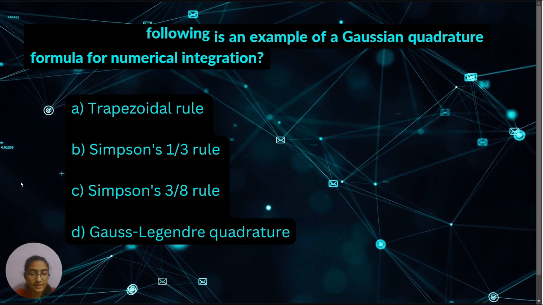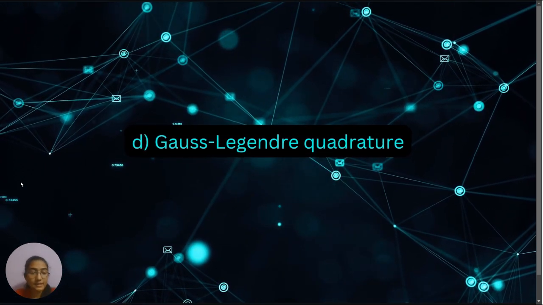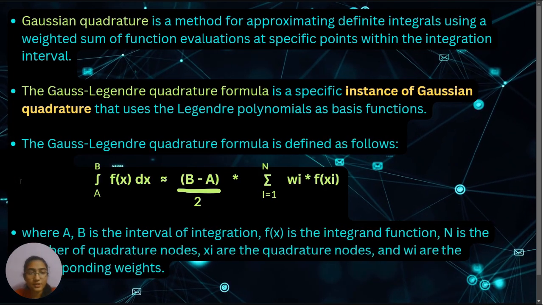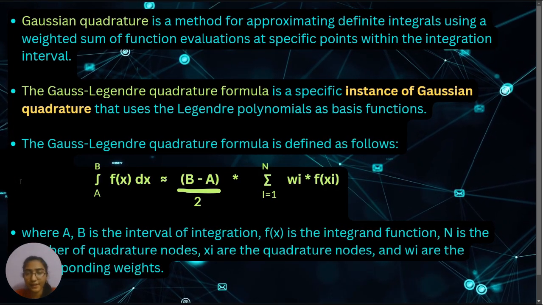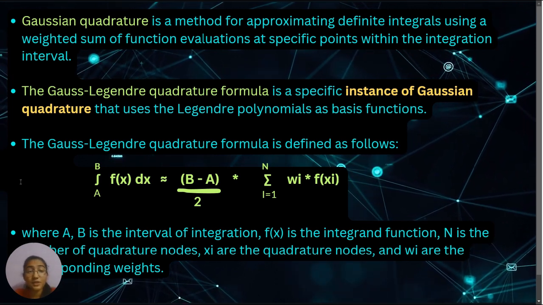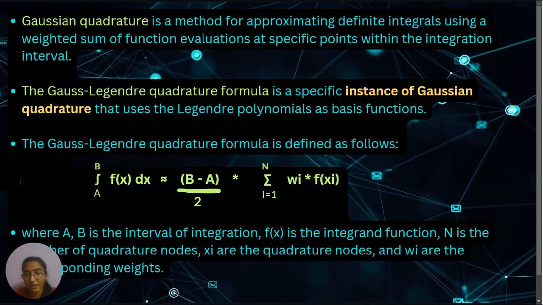So the correct answer is the Gauss-Lagrange quadrature. And let's understand why with an example. Gauss quadrature is a method of approximating definite integrals, basically finding the value of definite integrals, using a weighted sum of function evaluation at specific points within the integration interval.